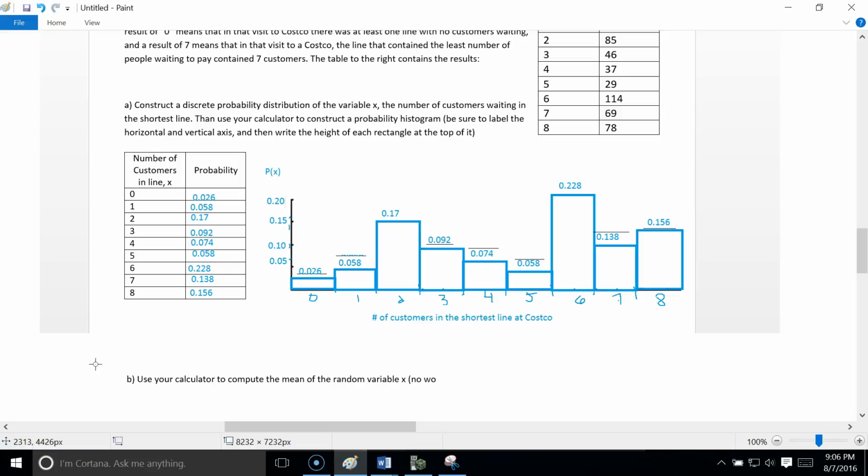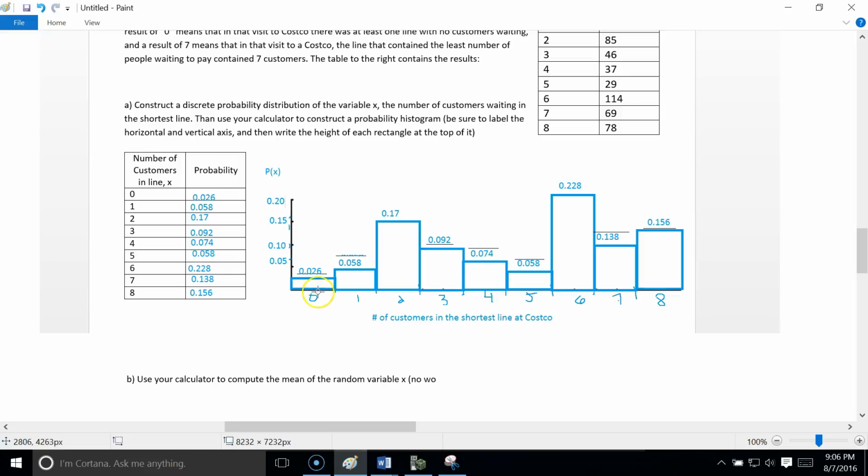Okay, so that's a rough graph there. Not perfect, but pretty close. Notice that they're all rectangles. They're touching. The center of each rectangle describes which value that rectangle is representing. So 0, 1, 2, 3.